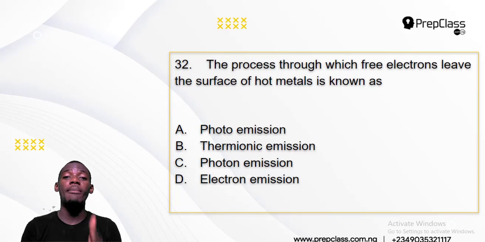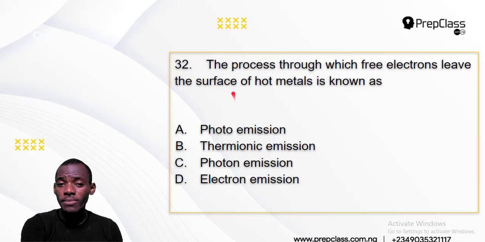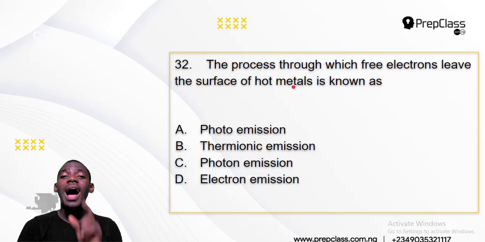That's the definition of thermionic emission. But photo emission, I said before that photo means light. Photo emission is the same definition but with a slight difference: the process through which free electrons leave the surface of, not Earth, now. The difference between thermionic and photo emission is this word Earth. Thermionic is Earth, but photo emission is the process by which free electrons leave the surface of metals after they have been exposed to ultraviolet ray.